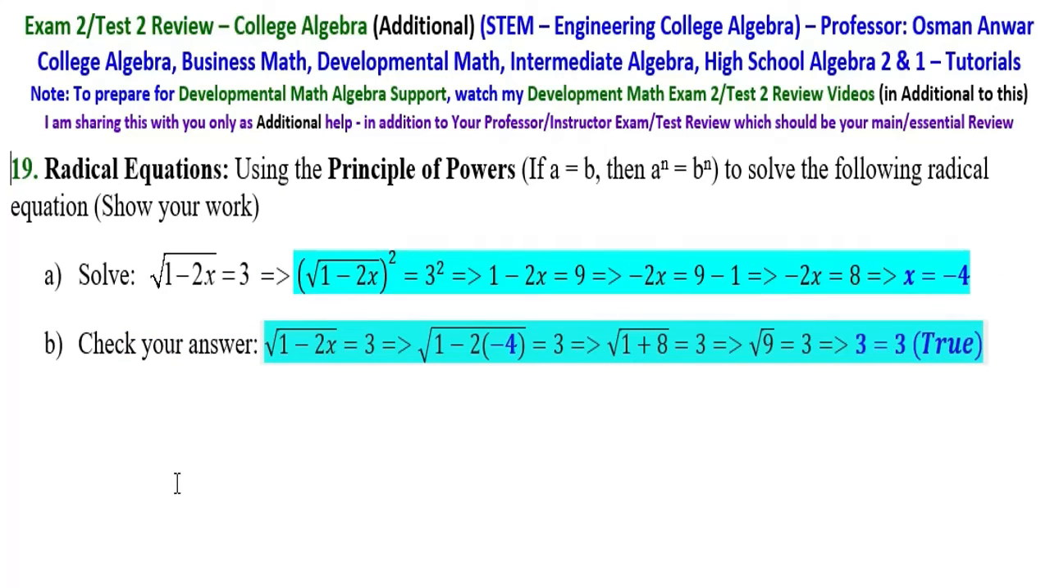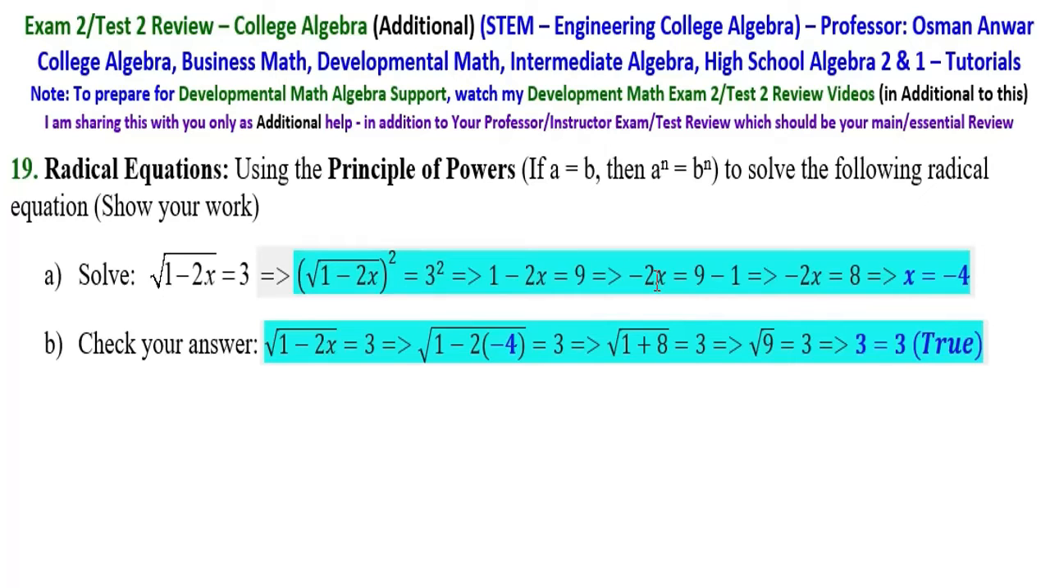Number 19 is solving a radical equation. Use the principle of power, which is if A equals B, then A to the n equals B to the n, to solve the following radical equation. So the radical equation is the square root of 1 minus 2x equals 3. So to solve this, square both sides. So this is square root of 1 minus 2x squared equals 3 squared. So this is 1 minus 2x equals 9.